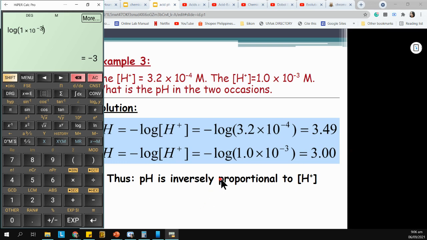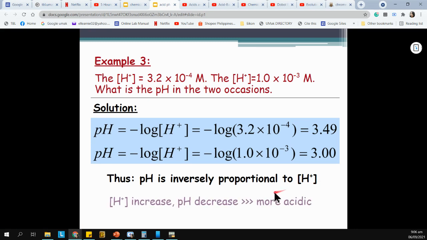Now, if you will notice, guys, as yung value nito is lumiliit, di ba? Times to the negative 4 is mas maliit kaysa sa times to the negative 3. So, what happened is that the value is inversely proportional. So, as your value tends to increase, the pH is going lower. And the lower the pH, the more acidic it becomes. Okay? Yan.